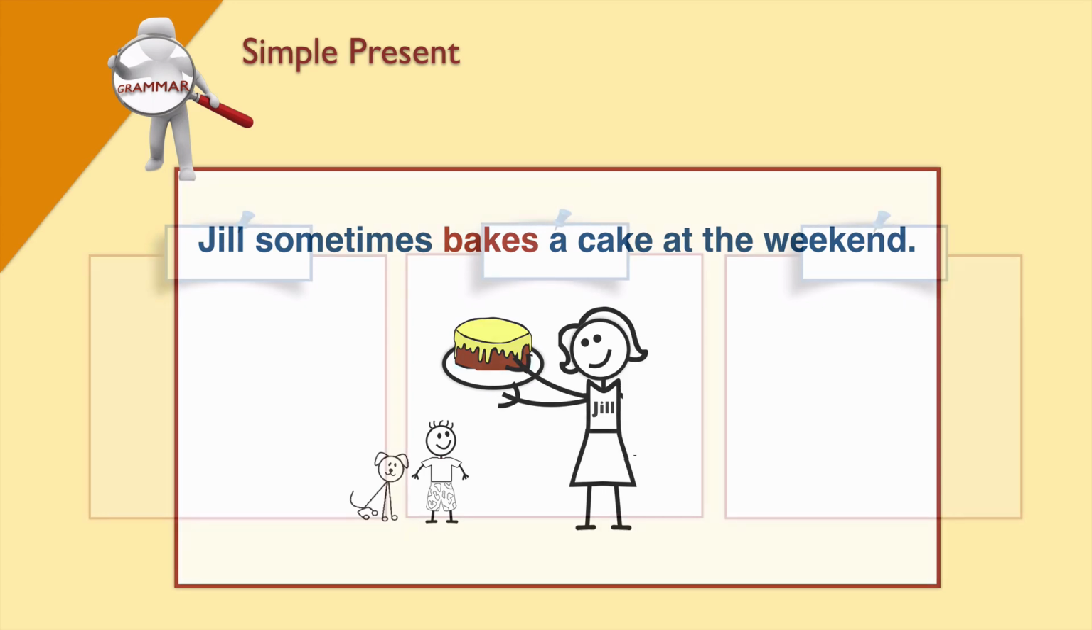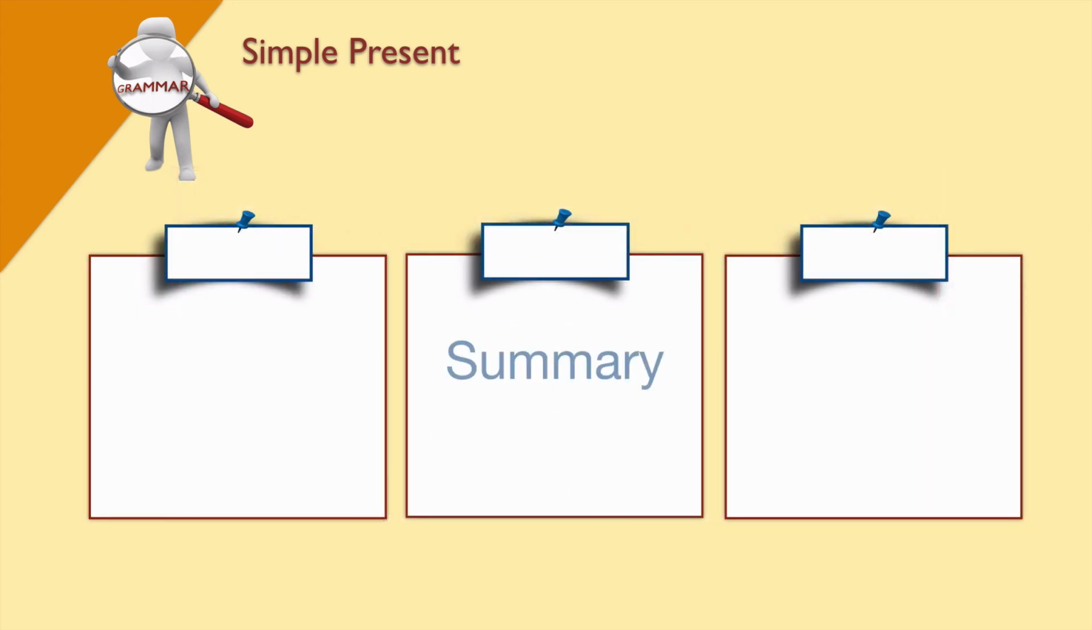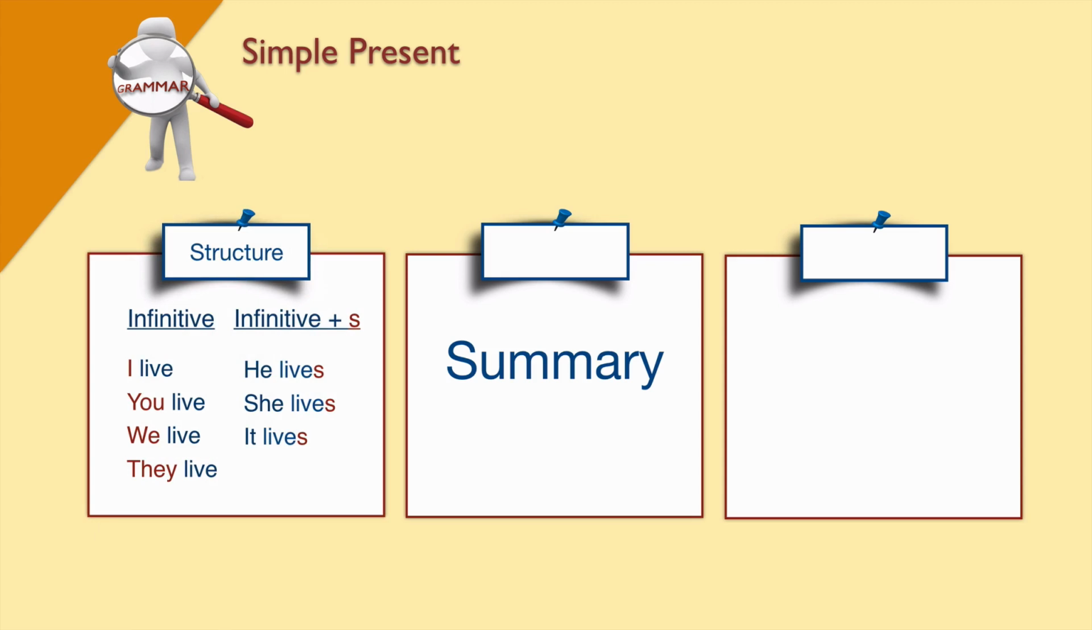All right, so here's a little summary of the simple present tense. The structure. With I, you, we, they, you use the infinitive. I live, you live, we live, they live. With he, she, and it, you use the infinitive plus s. He lives, she lives, it lives.